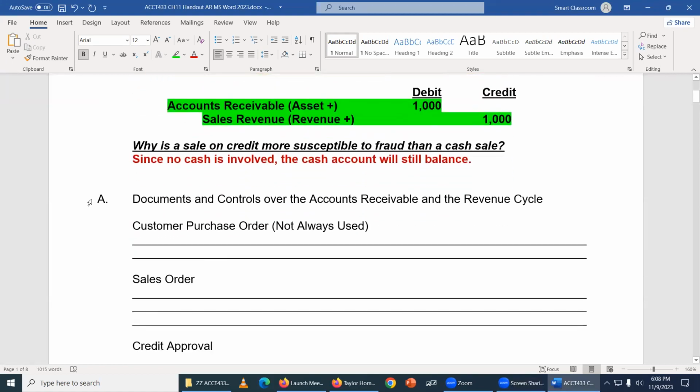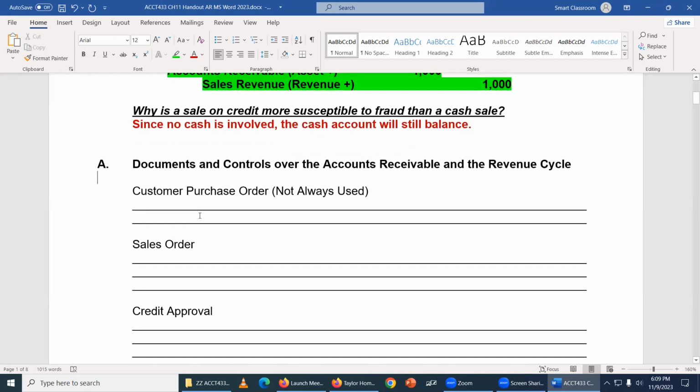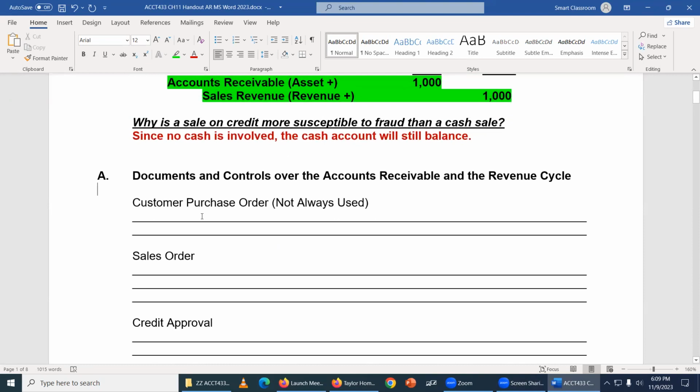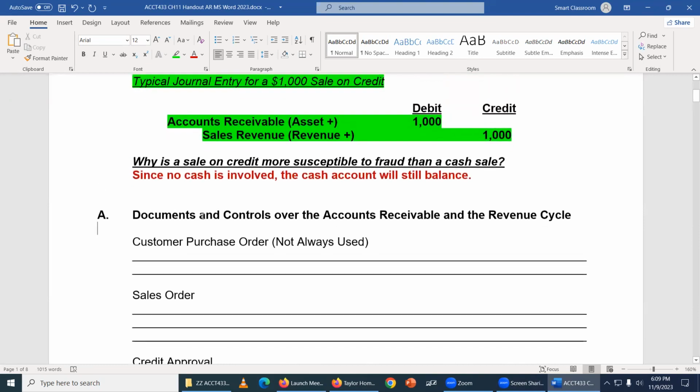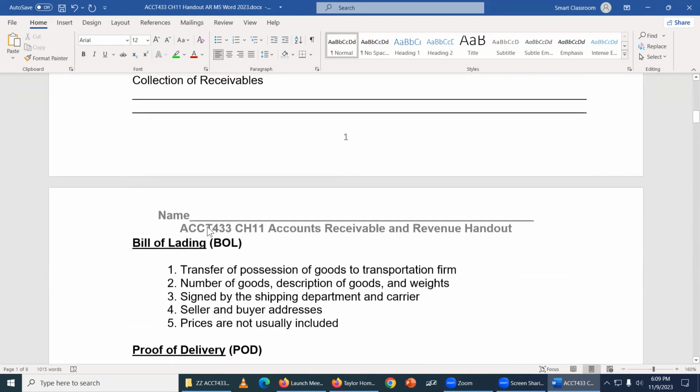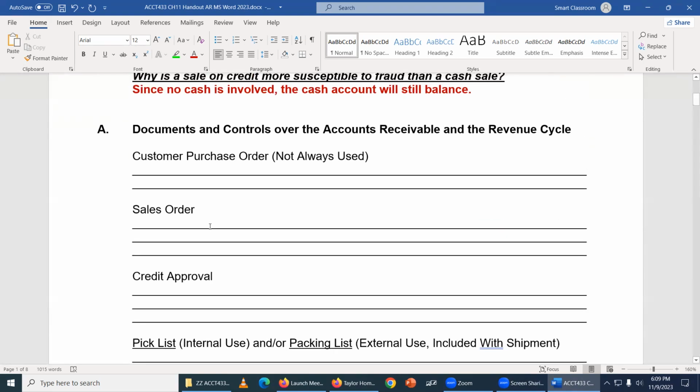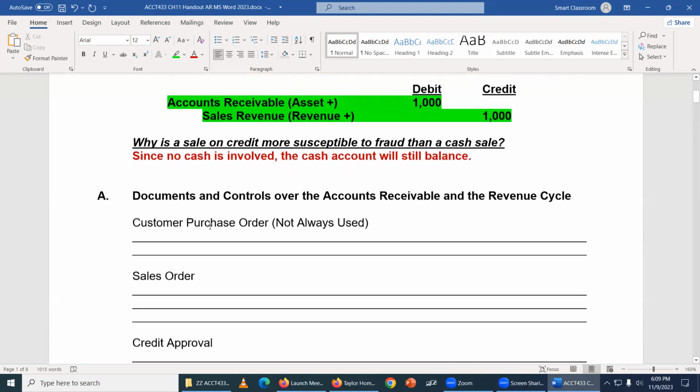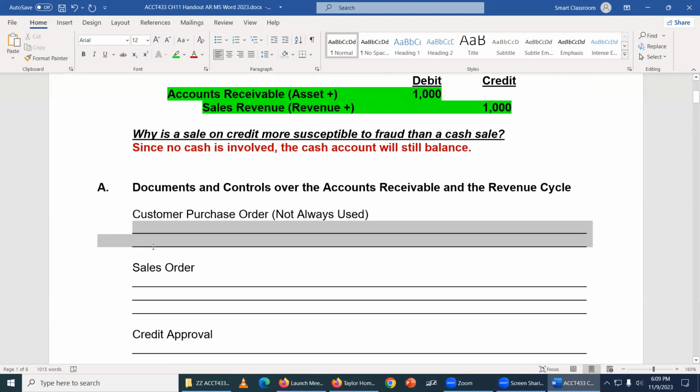Okay, documents, and these are kind of important. These actually go through a number of things, but we'll go through them and see what we have for these documents, and which ones we rely on more for accounts receivable. Okay, a customer's purchase order. This is when a customer sends an order that they want something, and it's a formal document.